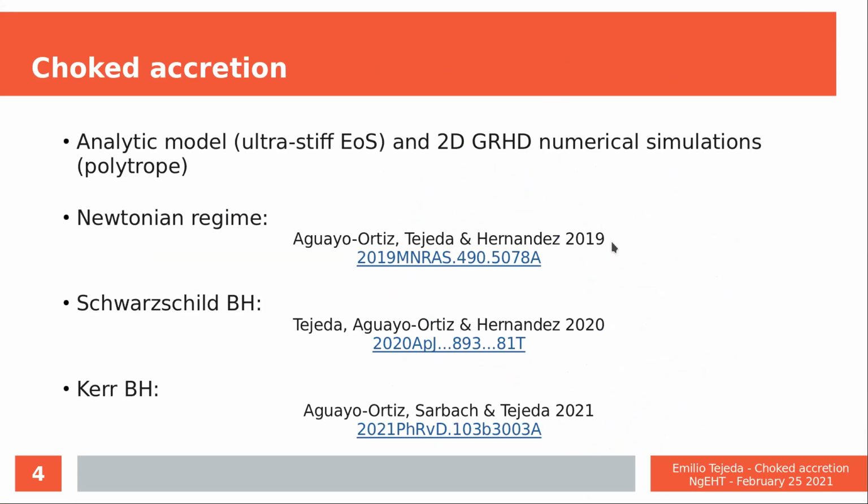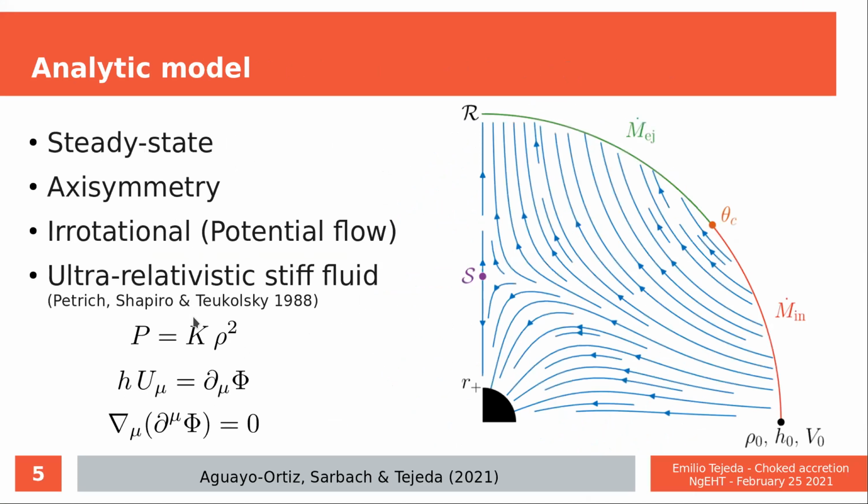We have studied this problem using both an analytic model and numerical simulations. This work has been presented in a series of articles exploring the Newtonian regime and the relativistic counterpart for both rotating and non-rotating black holes. The analytic model is based on the general solution for an ultra-relativistic stiff fluid presented by Petrich, Shapiro, and Teukolsky.